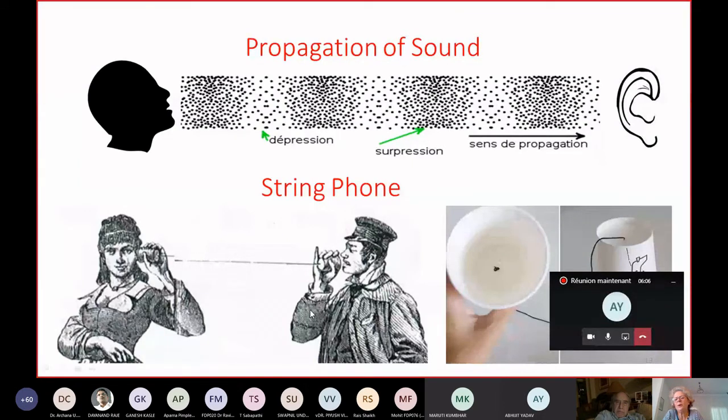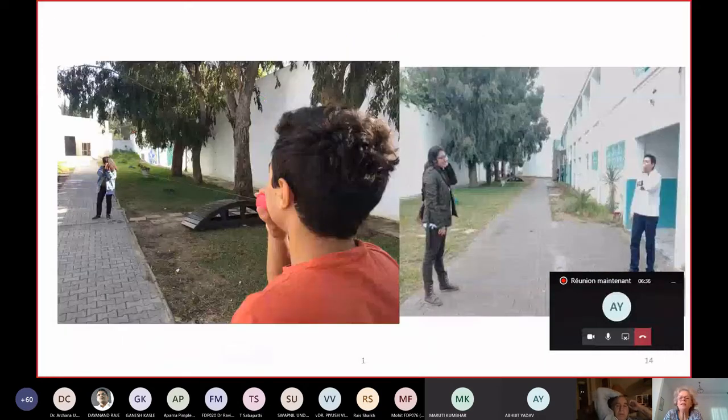You know, in my old generation, we used to play with this kind of phone. You need just two plastic caps, a wire, and that's it. You have to be distant, and the wire has to be tight. And they explained, as everybody knows, what sound propagation is, and they were really able to understand how this string phone works, and they had a lot of fun.